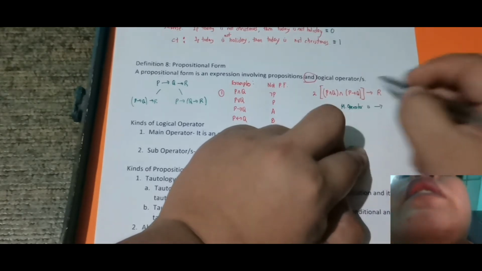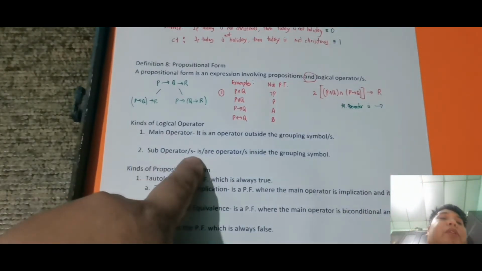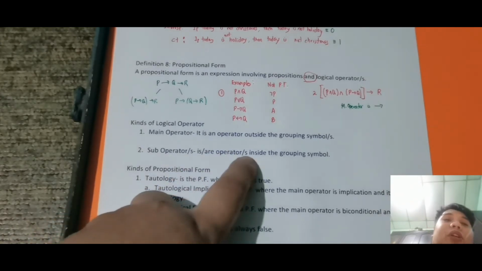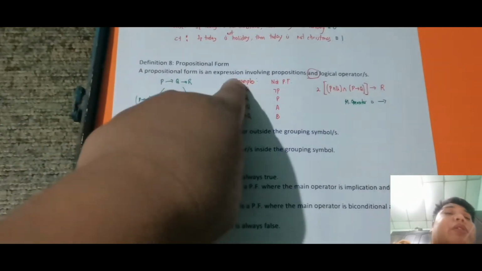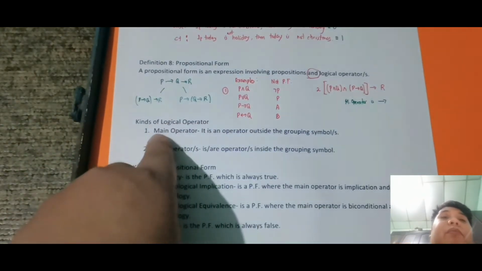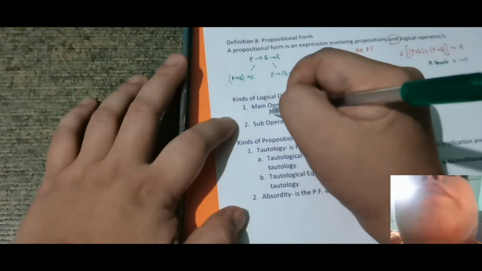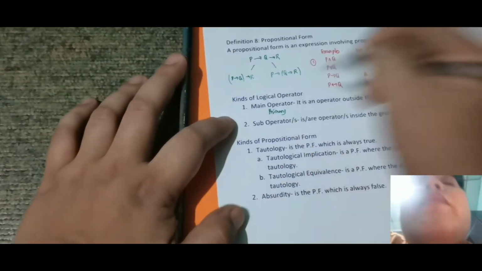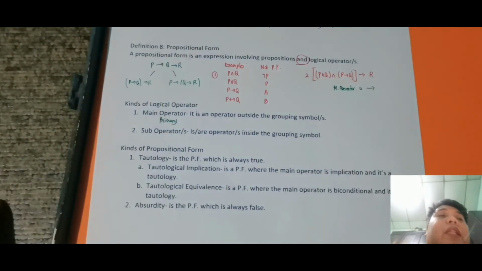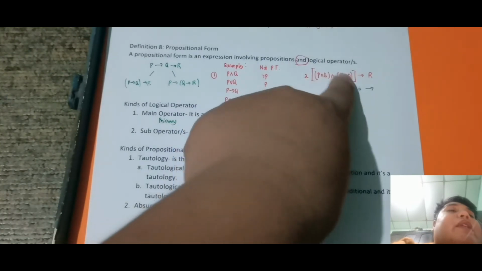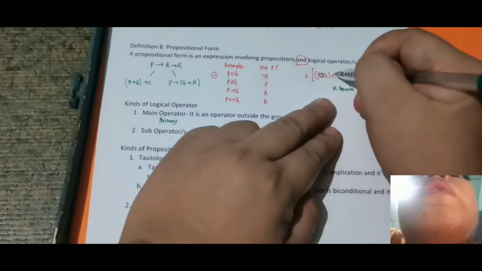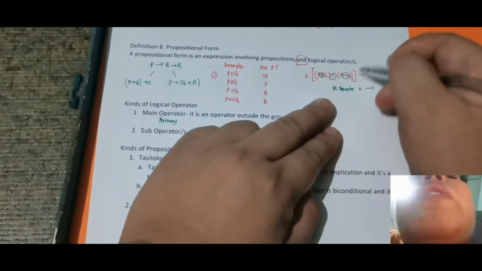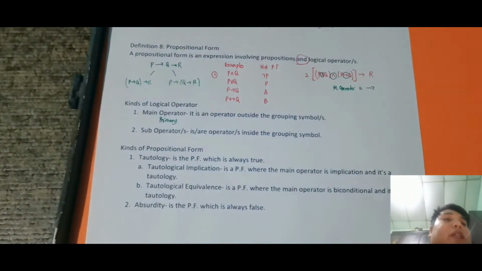So the main operator is implies. Then next is the sub-operator or operators, which is or are the operator or operators inside the grouping symbol. So it is the one inside. So, like this, does this have a sub-operator? None. Again, by the way, the main operator can also be called the primary operator. Here, the sub-operators are the ones inside. In this case, what are our sub-operators? Our sub-operators are and, implies. These are sub-operators, and this one is the main operator, the ones inside the grouping symbol.